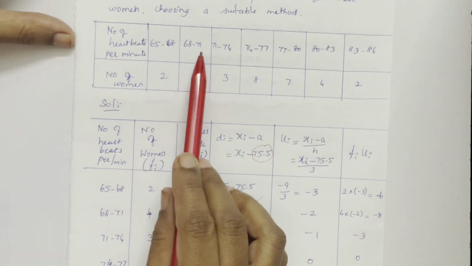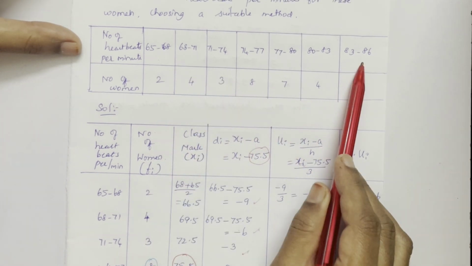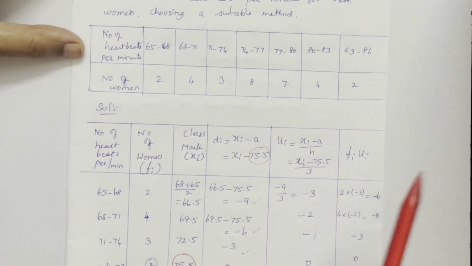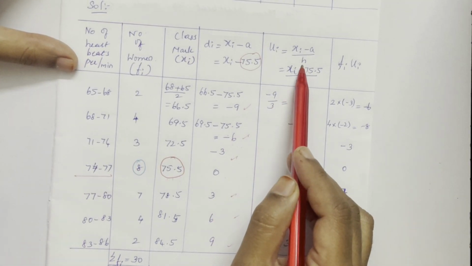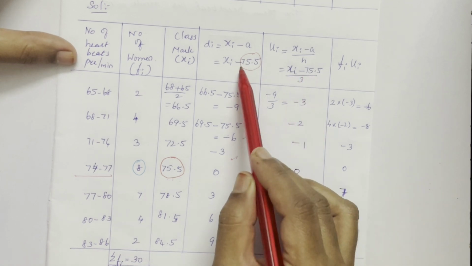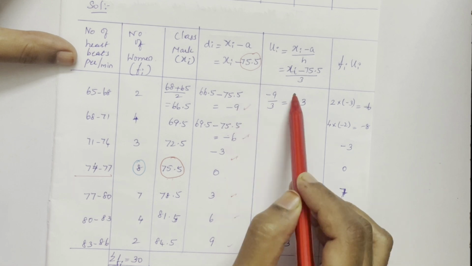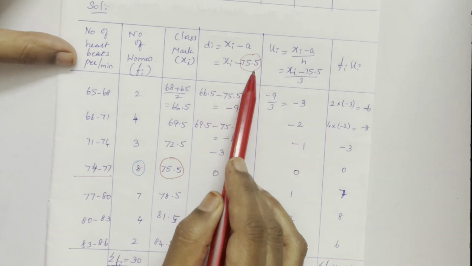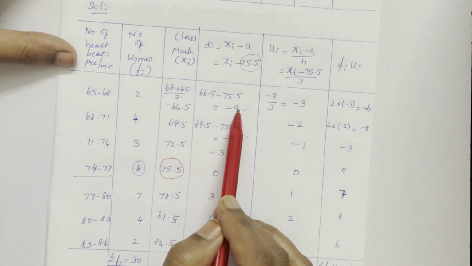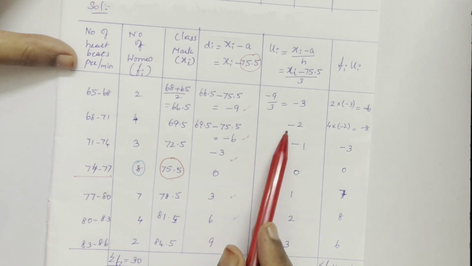68 minus 65 is 3. 71 minus 68 is 3. In all the intervals, the class size is 3. And the common divisor for Di is also 3. So our h is 3. Xi minus 75.5 divided by 3, that is Di by 3. Minus 9 by 3 is minus 3. Minus 6 by 3 is minus 2.